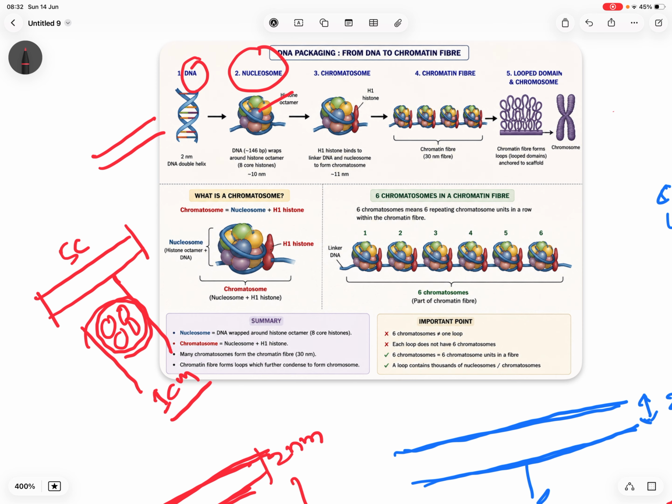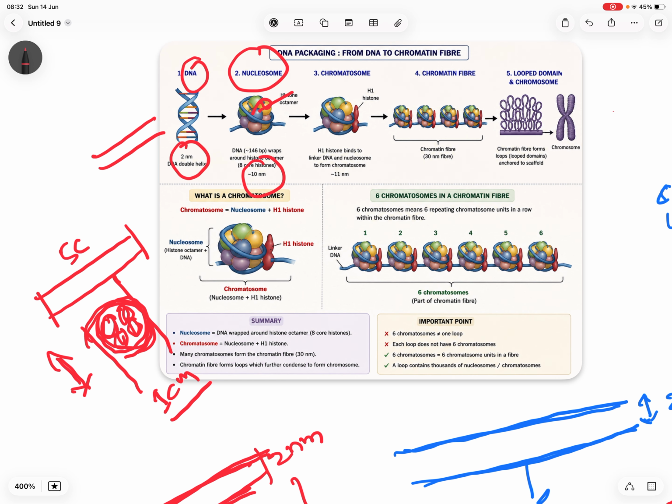So here you have to understand that the DNA becomes short, and because of this twining, the diameter is also increasing, because inside this strand the histone proteins are present. The diameter increases from 2 nanometers to 10 nanometers now, because of this twining around the core histone proteins.